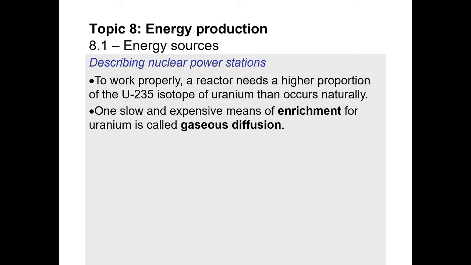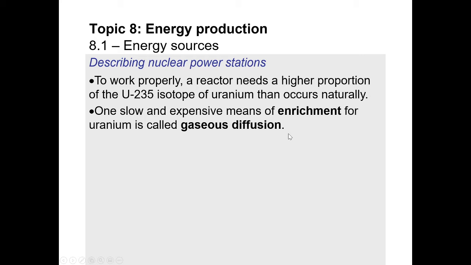Now, when you extract the ore from the Earth's crust, the natural uranium is about 0.72% uranium-235 by mass. So we do something called enrichment so that it becomes about 2 to 5% uranium-235 by mass. The reason we do that is so that we have enough mass of uranium-235 to sustain a fission reaction.